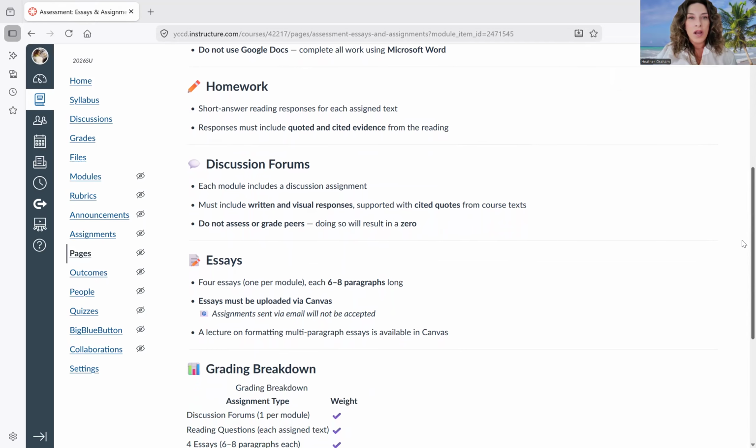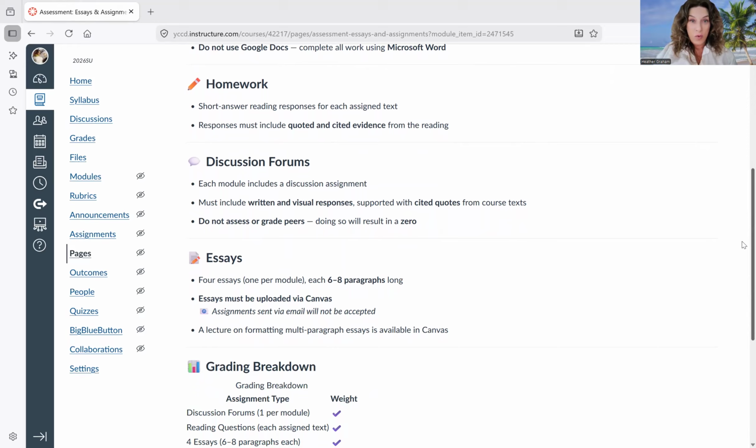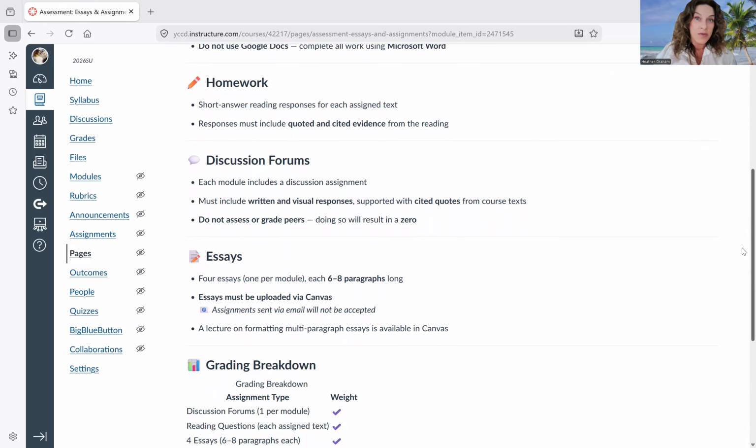So all homework in this class are reading questions. They're short answer, for every short story, the novel, and the play; those three have reading questions. The poetry assignment, the final week, does not have any reading questions, and you'll see why in just a moment. But homework in this class are usually reading questions.